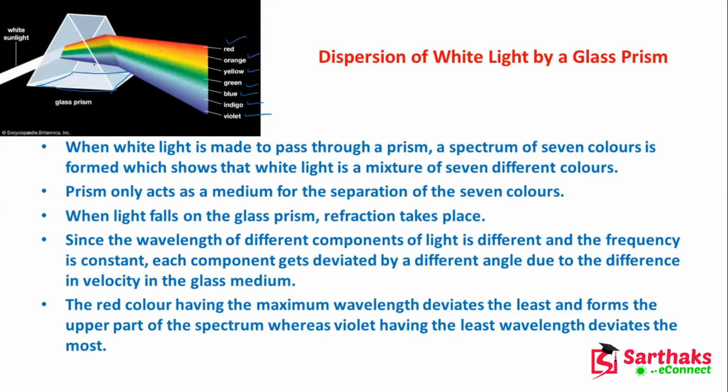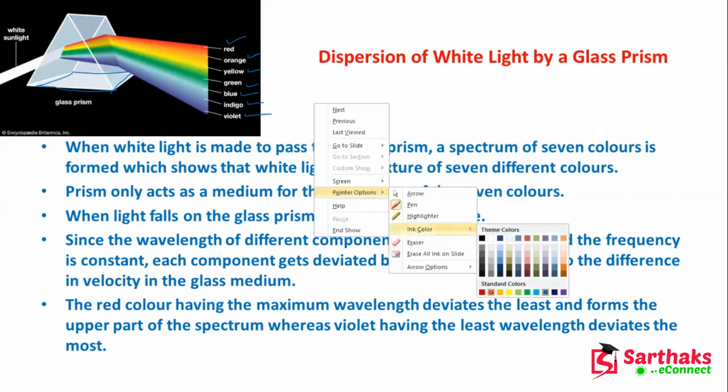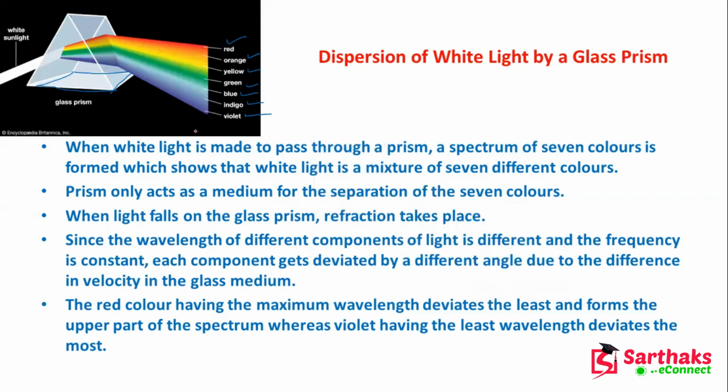Now dispersion of the white light by a glass prism. When white light is made to pass through the prism, a spectrum of 7 colors is formed, which shows that white light is a mixture of 7 different colors. And prism only acts as medium for the separation of 7 colors.